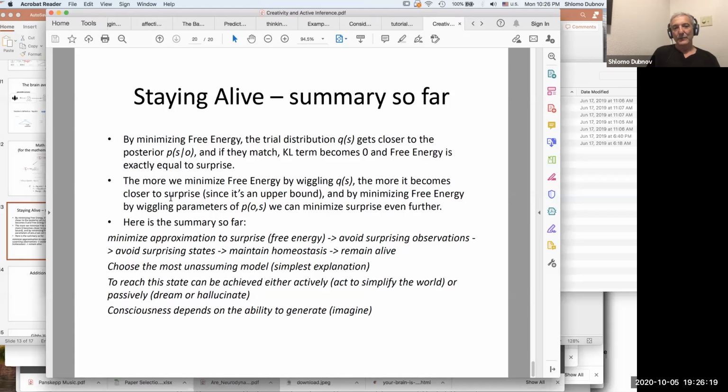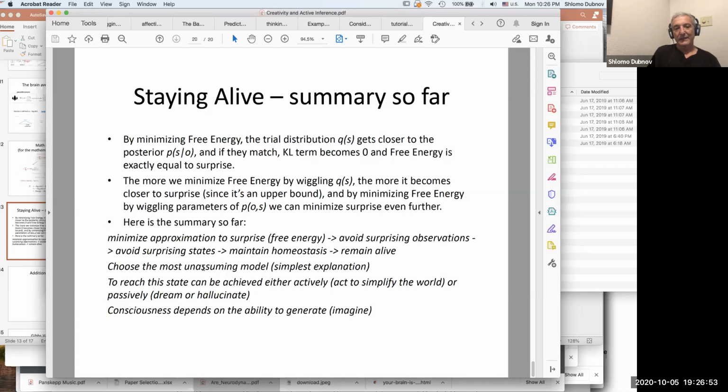So the PDF is in the Google Drive. Okay, so we have the following. Minimizing approximation to surprise, which is the free energy, is basically a way for us to avoid surprising observations, which leads to avoiding surprising states, which means maintaining homeostasis, which means really remaining alive. So the summary of all this process is basically inverted here, okay? By following this principle, the system basically tries to adapt itself to the world.